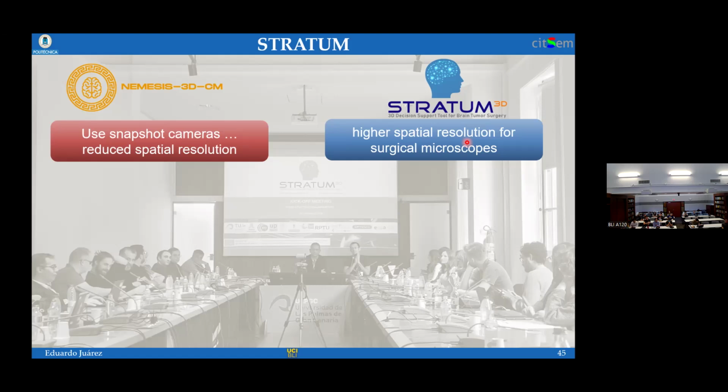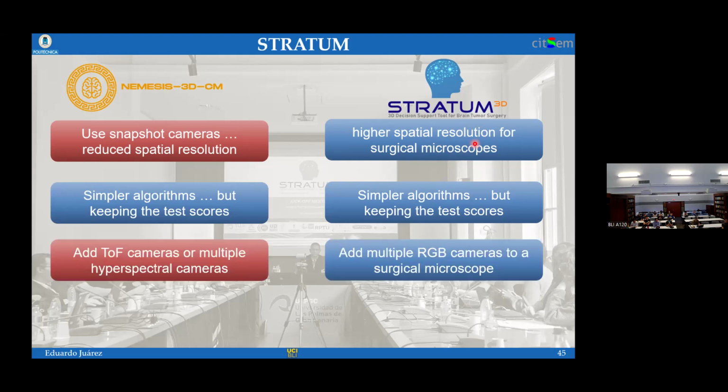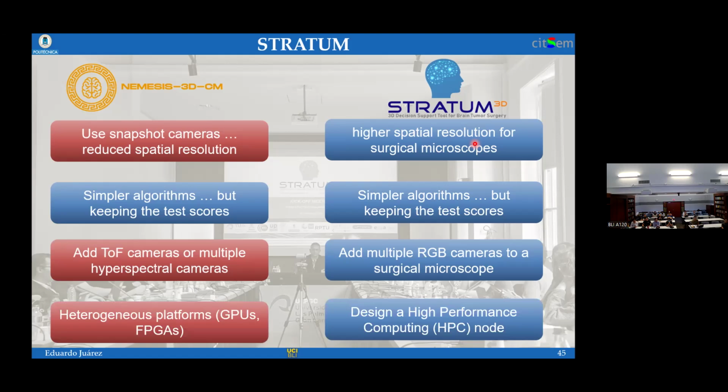So in STRATUM, to get this higher spatial resolution, we need to do something for the surgical microscope. The idea of simple algorithms is something we borrow from Nemesis to STRATUM directly, because that's a good direction to go. Time of flight depth sensors are good for the macro view of the scene, but we cannot use that sensor with a microscope. So in that case, we will use an array of cameras that are inserted. And in Nemesis, we were using GPUs and FPGAs, and in STRATUM, we will design our own high-performance computing.